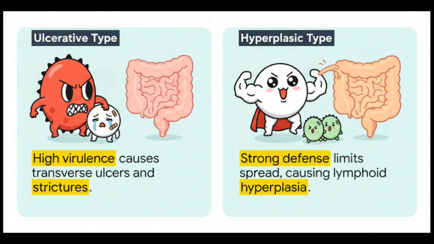First, you have the ulcerative type. This happens when the bug is just too highly virulent and overwhelms weak host defenses. The bacilli colonize the lymphatics of the terminal ileum and create these transverse ulcers. As those ulcers try to heal, they lay down heavy circumferential scar tissue. This creates multiple strictures that literally cause a structural bowel obstruction. On the flip side, we have the hyperplastic type. This occurs when the host tissue resistance is actually quite strong.